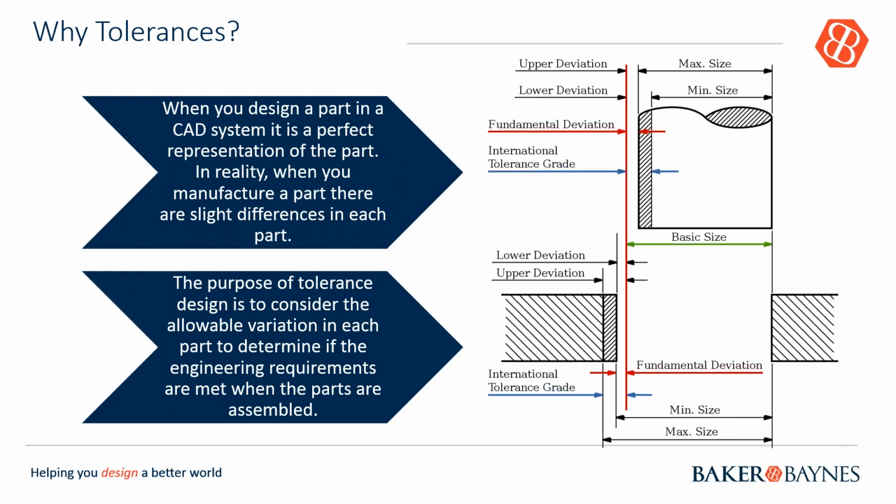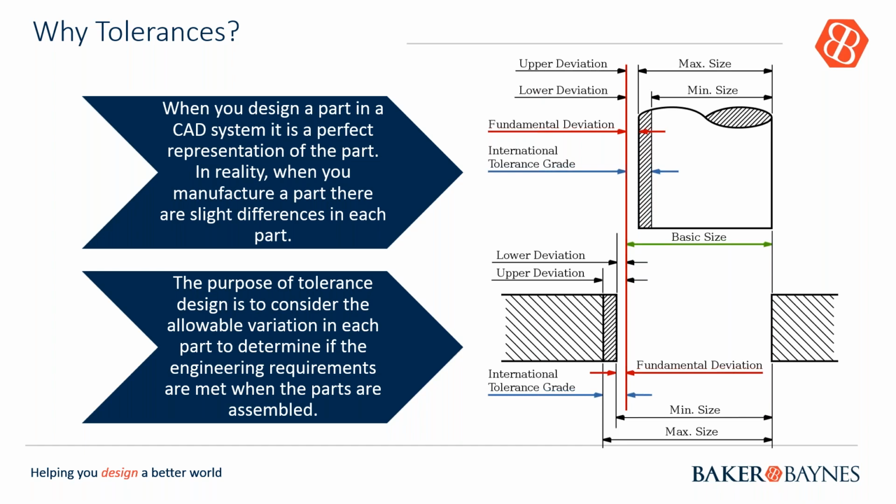When you design a part, the CAD system is a perfect representation of the part. In reality, when you manufacture these parts, there's slight difference in parts. As you can see there, we've got deviations, right? That we work with. And I'm not going to go too in depth in that because we all understand that. The purpose of the tolerance is to design and to consider allowable variation, of course. If it's going to be either a shrink fit or a press fit, we've got to understand what the tolerance is going to work with, and what type of deviations we're going to work with.